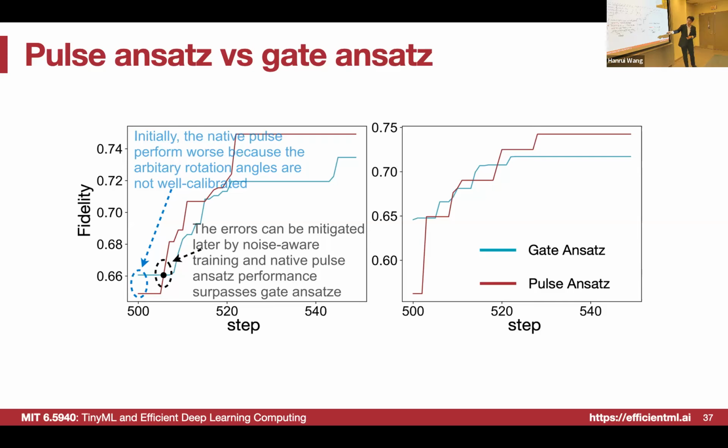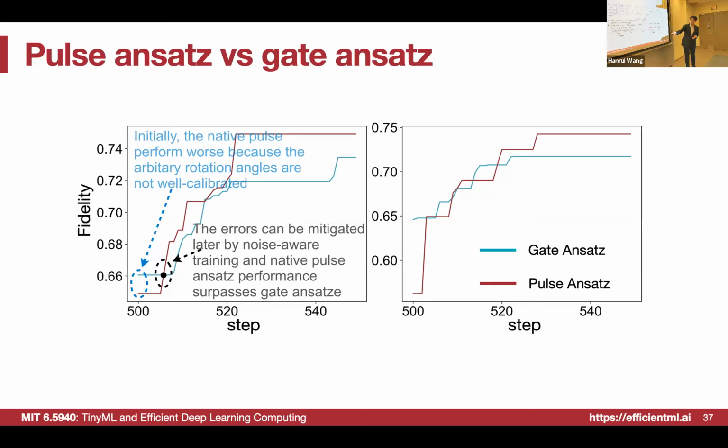So we can see at the first stage, the red curve here is the pulse level onset, and the green here is the gate level. At the first several steps, the pulse level onset is worse than the gate level. The reason is that if we decompose to the gate level, all of the gates are already well calibrated by, say, the IBM team, and they have very high efficiency and high fidelity. So if we do the pulse level onset, at the first stage we change the values, and that will introduce some additional errors.